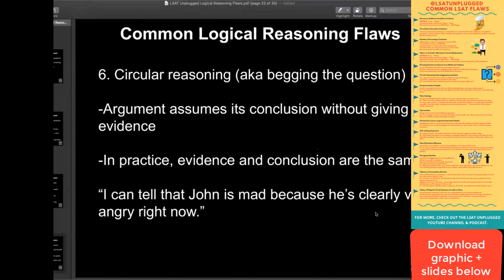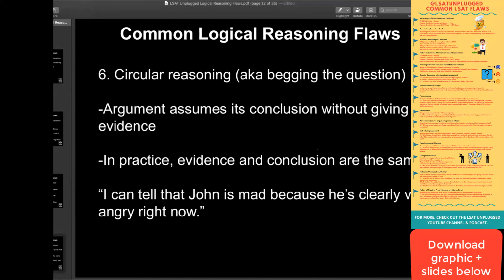Okay, so let's go to number 6, circular reasoning, also known as begging the question. And this is really when an argument is giving the same exact evidence and conclusion, or they're not really giving any new information at all to support their conclusion. So in this example, John is mad because he's clearly very angry right now. They're really just repeating themselves. And it sounds ridiculous, but this does happen on the LSAT occasionally, and they're really just using synonyms without adding anything new. Why is John clearly very angry?